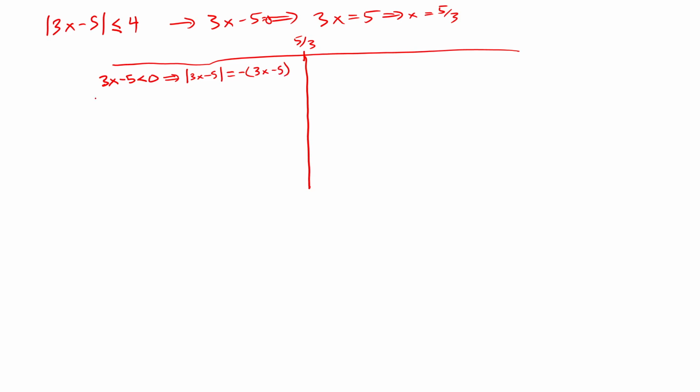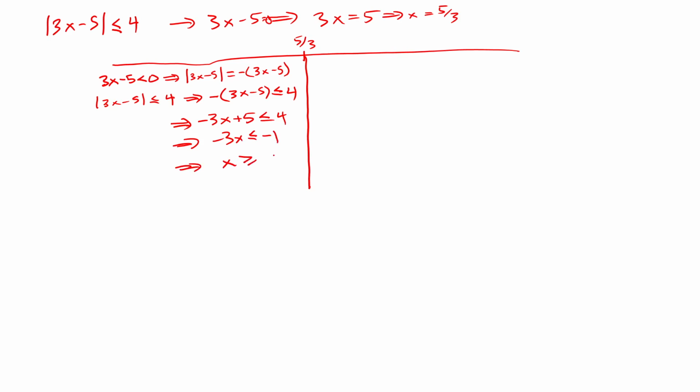So that means that instead of solving the inequality absolute value of 3x minus 5 less than or equal to 4, on this side of 5/3, we can solve negative (3x minus 5) is less than or equal to 4. All right, cool. So we're going to do that. Distributing the negative sign, we get negative 3x plus 5 is less than or equal to 4. We get negative 3x is less than or equal to negative 1 when we subtract 5 from both sides. Dividing both sides by negative 3 and remembering to reverse the direction of the inequality operator gives us x greater than or equal to 1/3.